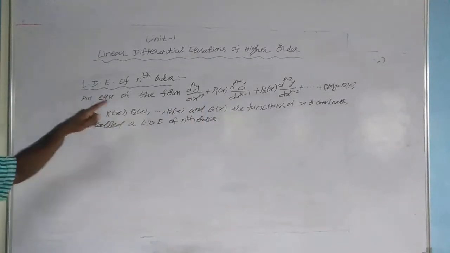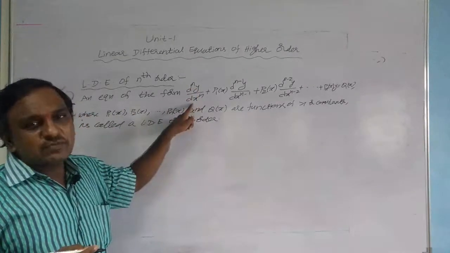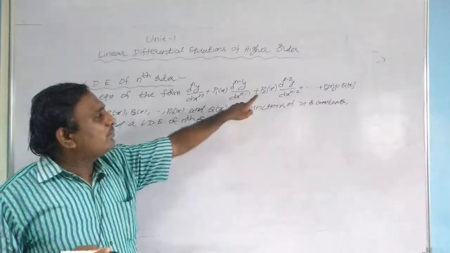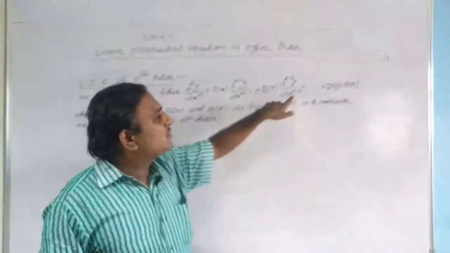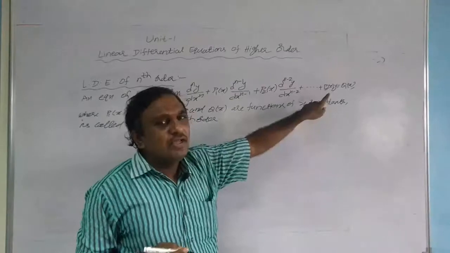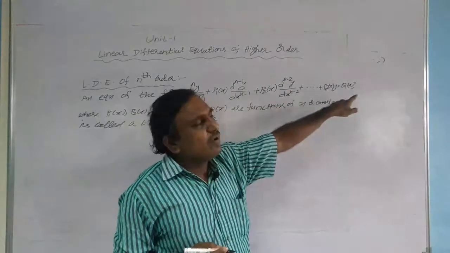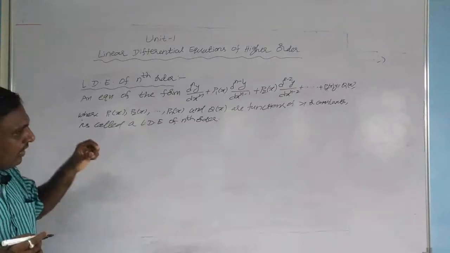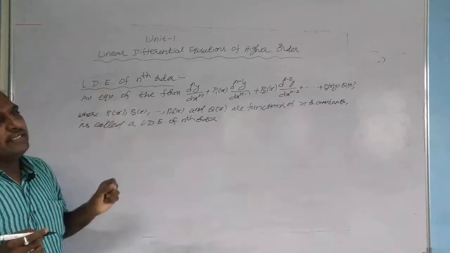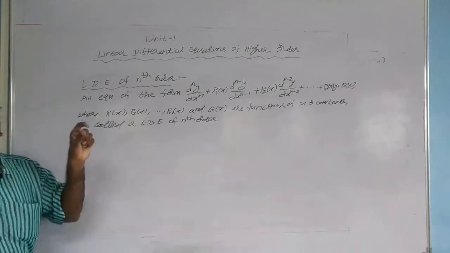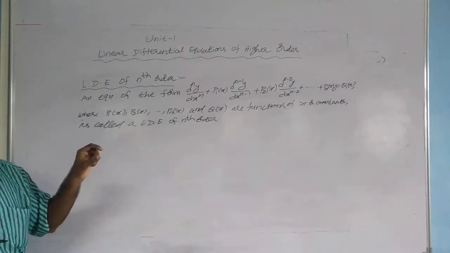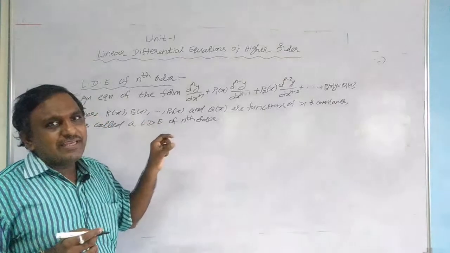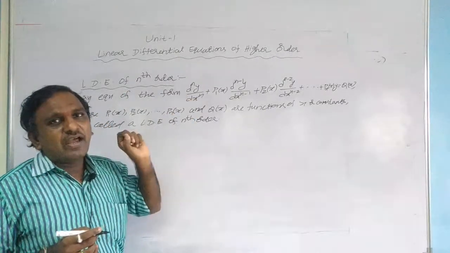So any equation of the form d power n y by dx power n plus p1 of x into d power n minus 1 y by dx power n minus 1 plus p2 of x into d power n minus 2 y by dx power n minus 2 plus and so on, pn of x into y is equal to q of x is called a linear differential equation of nth order. But in this unit we have the topic linear differential equation of nth order with constant coefficients.